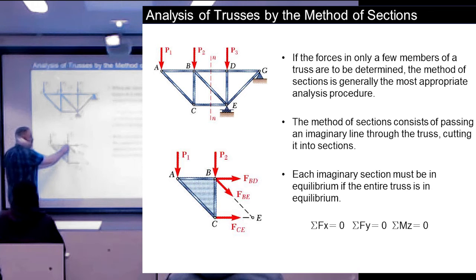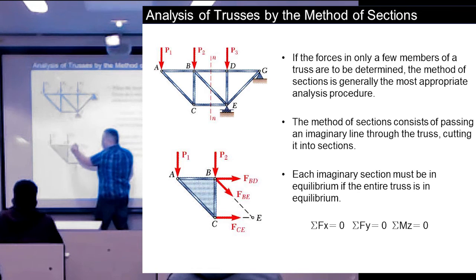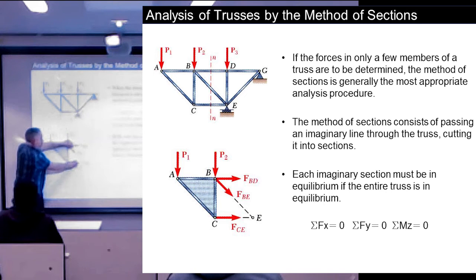Now, if we take moments around this point here, what we do, because moments is force times the perpendicular distance, P2 we ignore because it's passing through that point. FBD we ignore, and FBE we ignore. So if we're taking moments around there, we've just got this distance times FCE equals that distance times P1. So you'll end up with a formula there with just one unknown, so you can work it out.